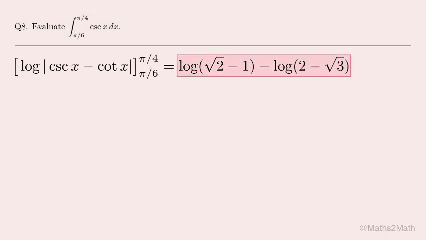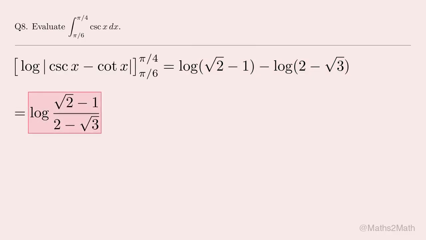Question 8. Cosecant between pi over 6 and pi over 4. The log of cosecant minus cotangent. Evaluate the standard antiderivative at both ends. Combine into a ratio.